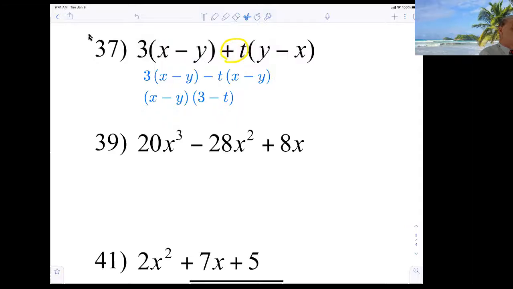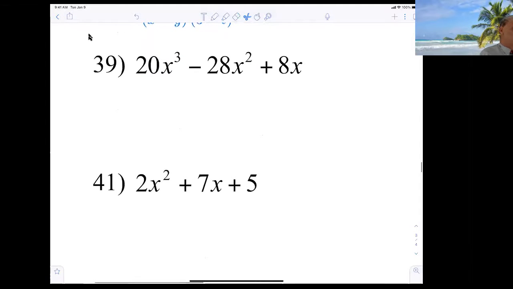All right, I like it. All right, what's common, guys? 4. 4x.